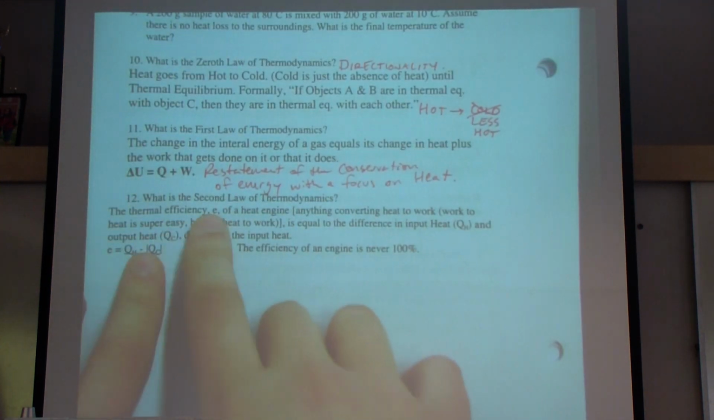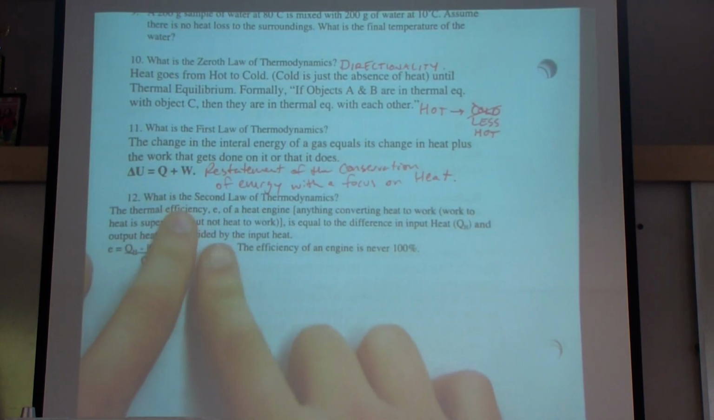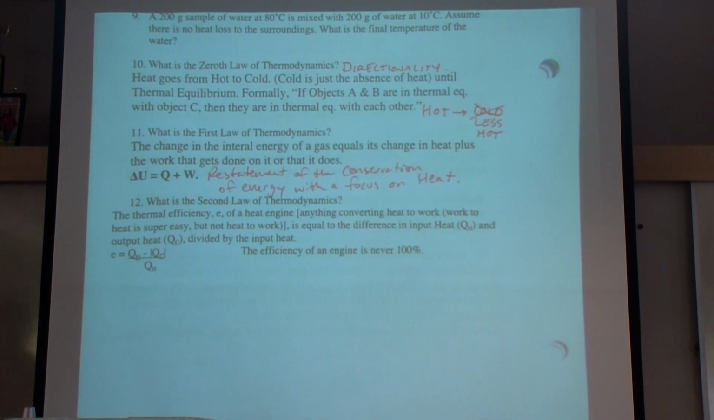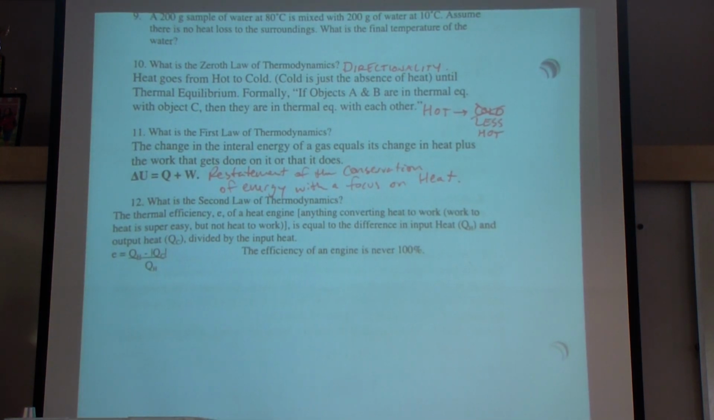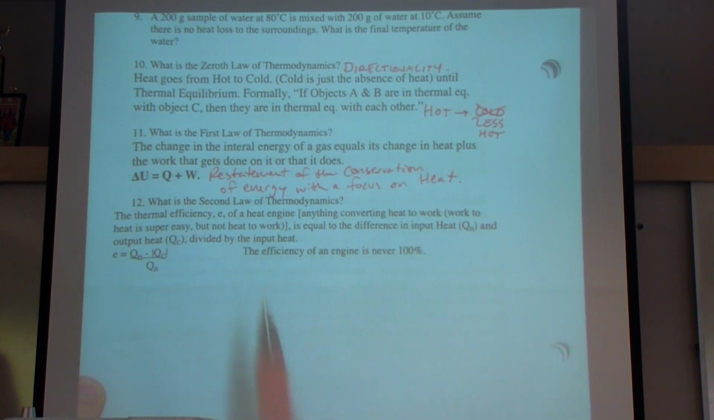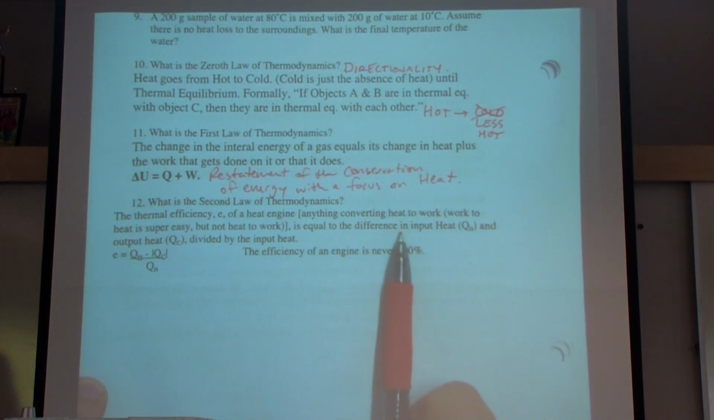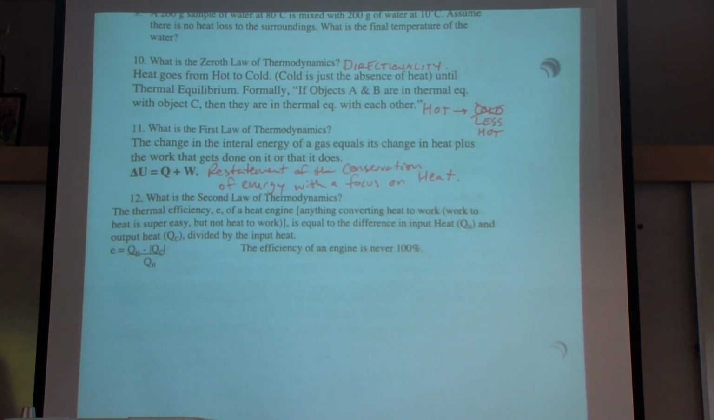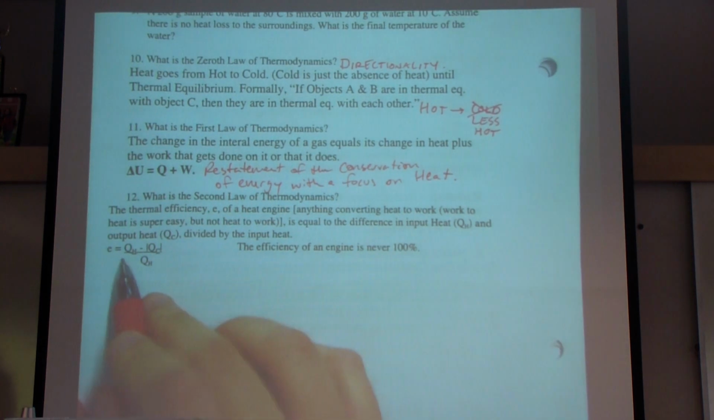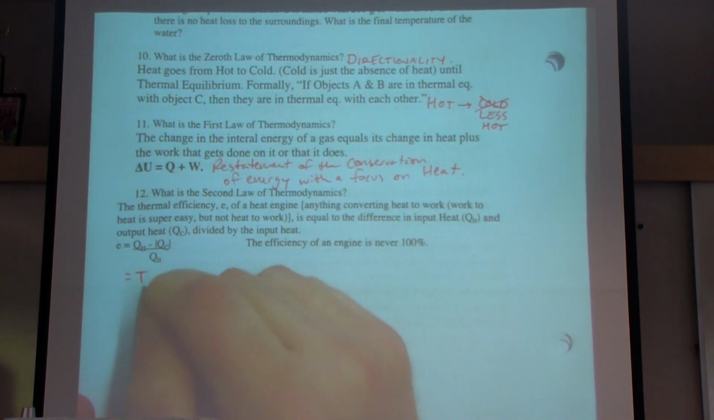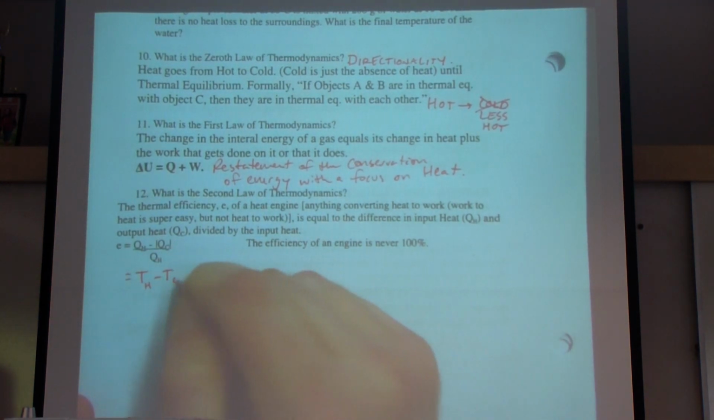Now, what Carnot came up with was the second law of thermodynamics, which says the thermal efficiency of a heat engine, anything converting heat to work, and I said work to heat is super easy, not heat to work, is equal to the difference in input heat and output heat divided by the input heat. Sounds really confusing, right? Let me write it a slightly different way. You'll see it written like this as well.